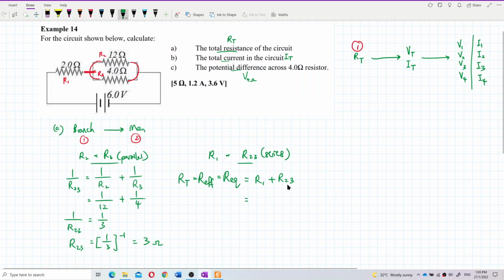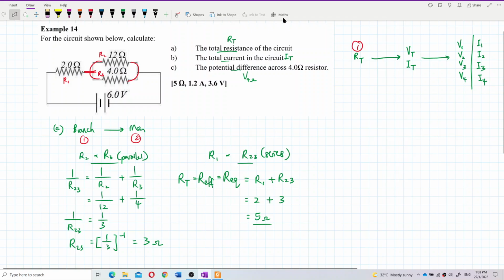So R1 is 2 ohm plus R23 is 3 ohm, so the total is 5 ohm. That's the total resistance, 5 ohm. Next, let's find the total current.